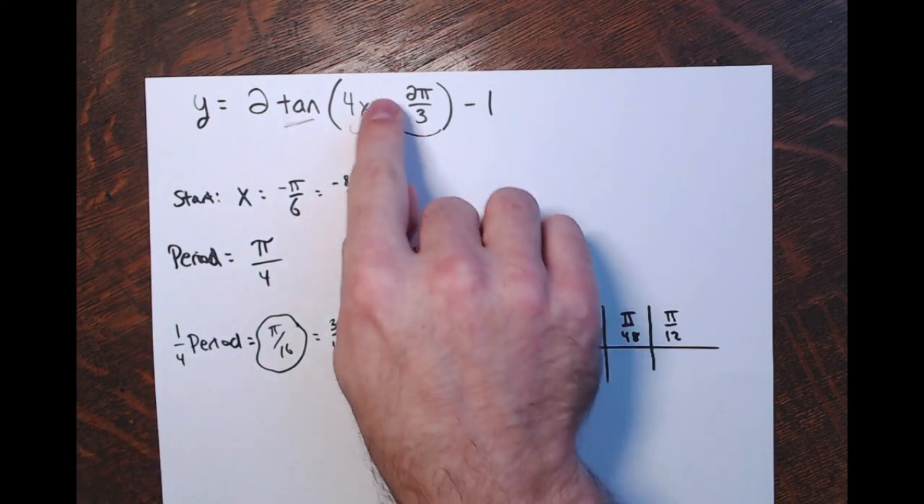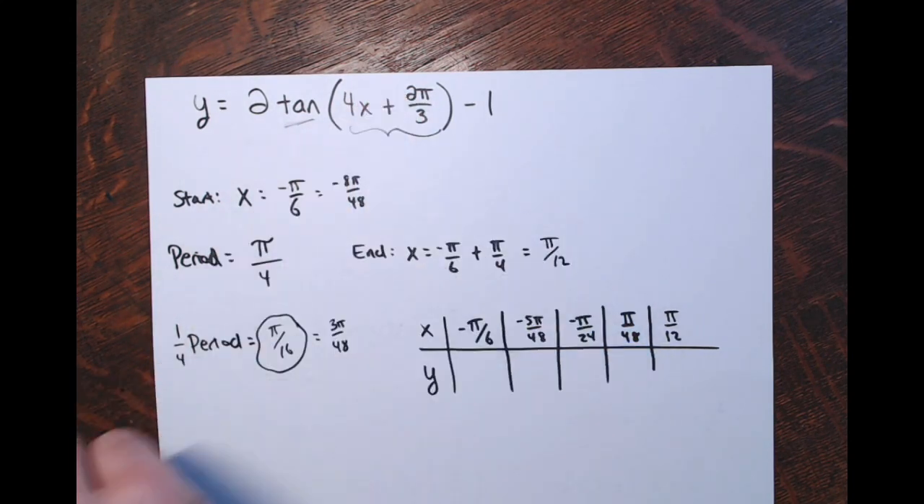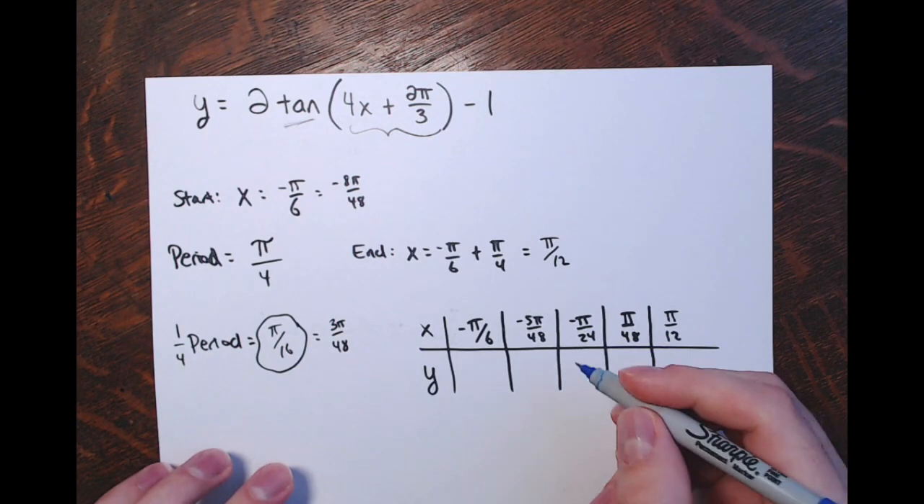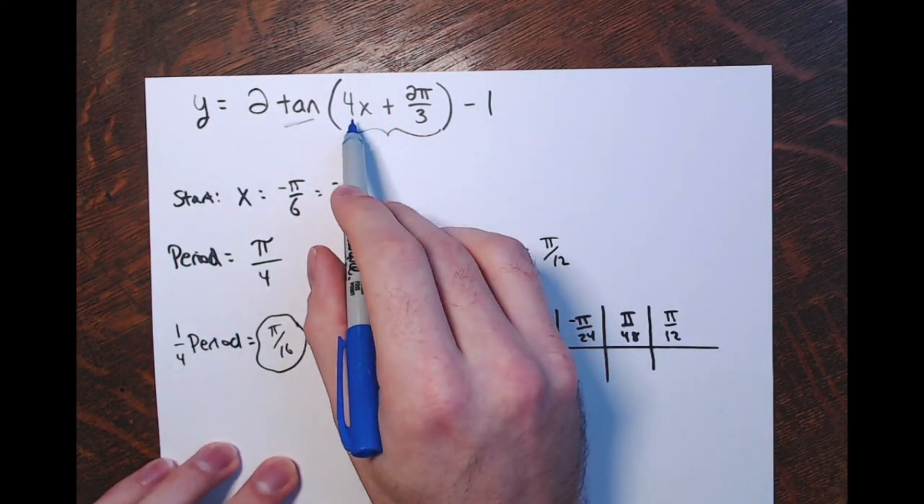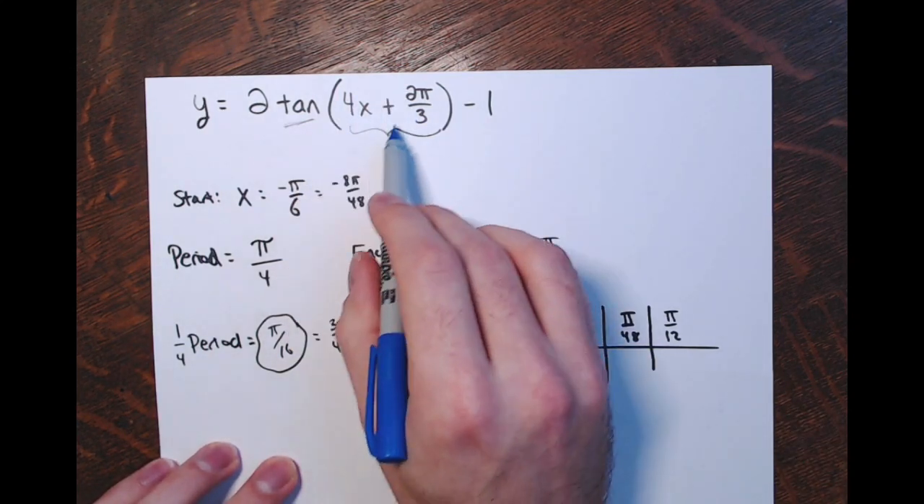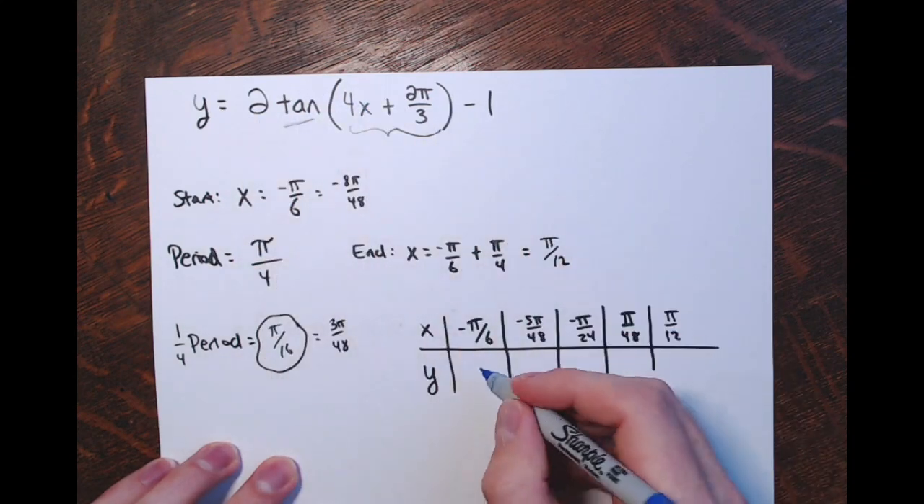And then plugging these values into the tangent function here gives me some nice outputs. When I plug in negative pi over 6, I get the tangent of 0. Well, the tangent of 0 is 0. Times 2 minus 1 would be negative 1.